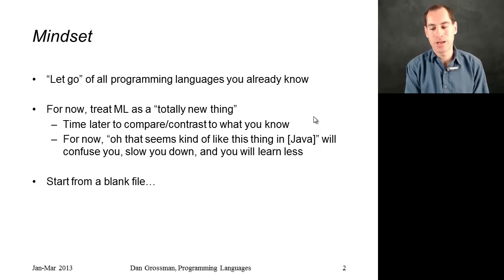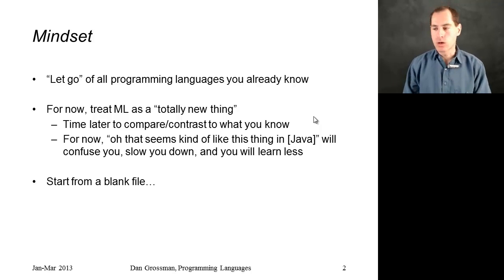We'll have plenty of time later to compare and contrast what we're going to do in ML to things that you already know. And I really think that if right now you try to take each thing that I write down and say, oh, that's kind of like this thing I know in Java or in Python or in whatever, it's going to confuse you and make things more difficult. So it may seem like I'm going really slowly, but focus on the words and the terms and how we're thinking about stuff rather than trying to guess what the answer is going to be as we go.